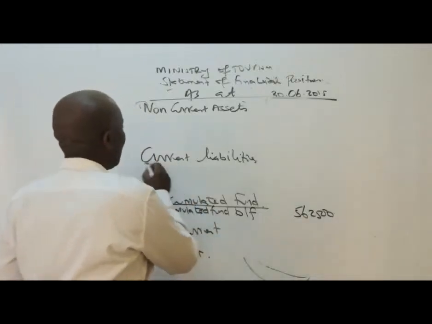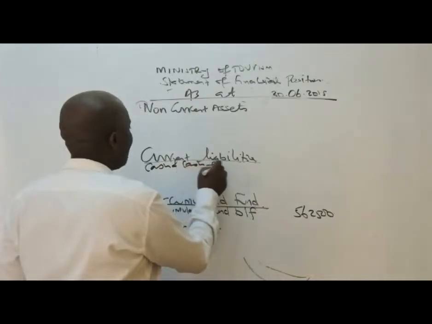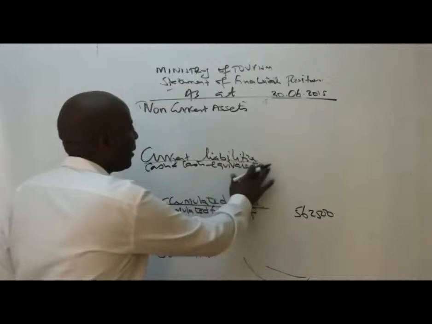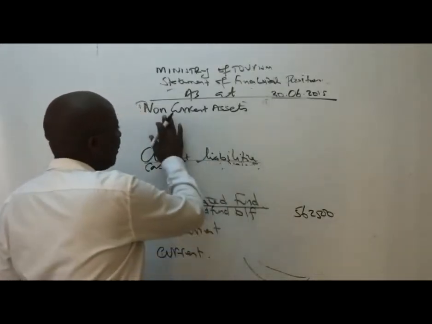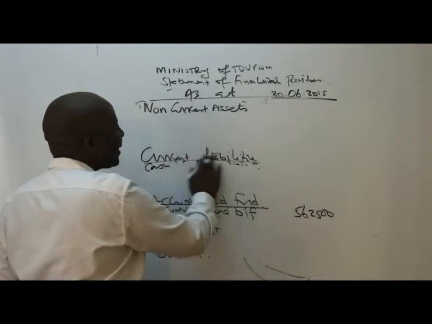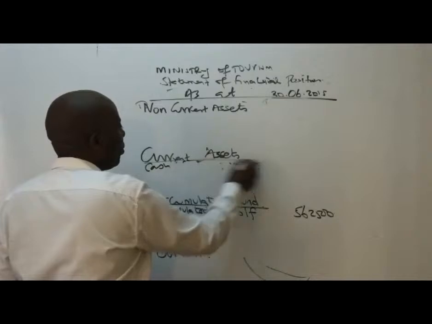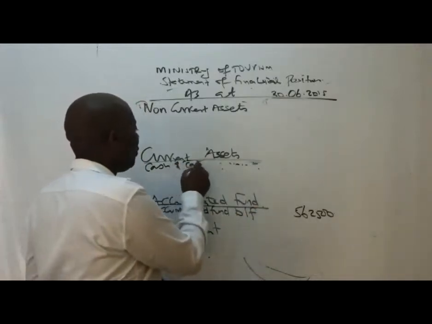Current assets, cash and the cash equivalents. And not liabilities, sorry. No, there is a problem here. It's supposed to be non-current assets, current assets. Sorry for that, because liabilities will go to the next section. So we have cash and cash equivalents.